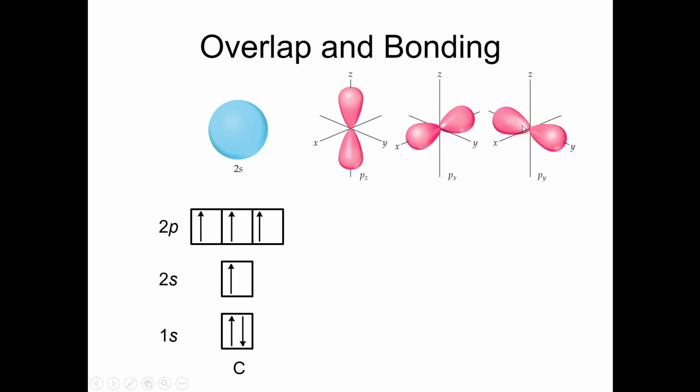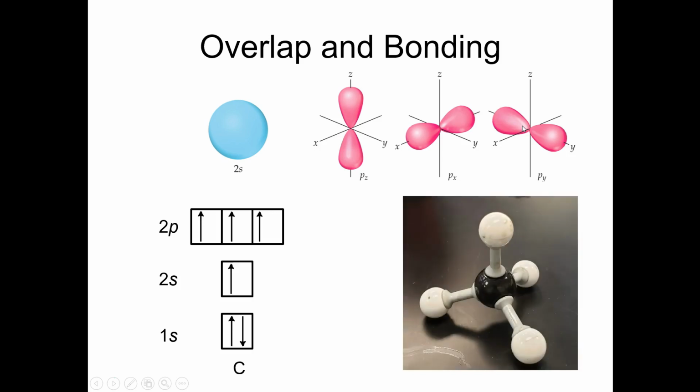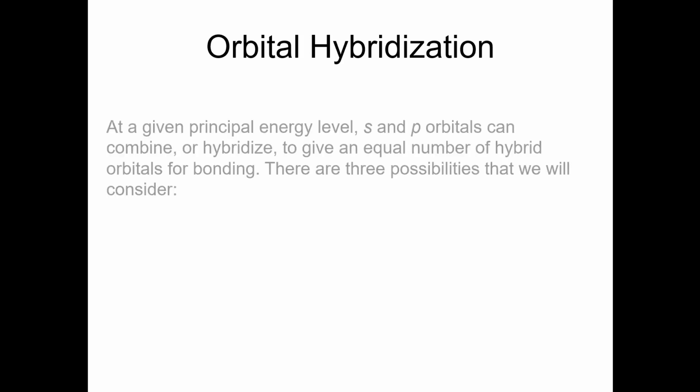But we know from the VSEPR stuff that we talked about in chapter 9 that methane is actually a tetrahedral molecule, and so you can't get tetrahedral out of these orbital shapes here. So something else has to be going on, and that something else is what's known as orbital hybridization. So I'm going to define orbital hybridization, and then I'll go through specific examples of the 3 types of orbital hybridization we're interested in. And then further on, some examples of molecules exemplifying those 3 types.